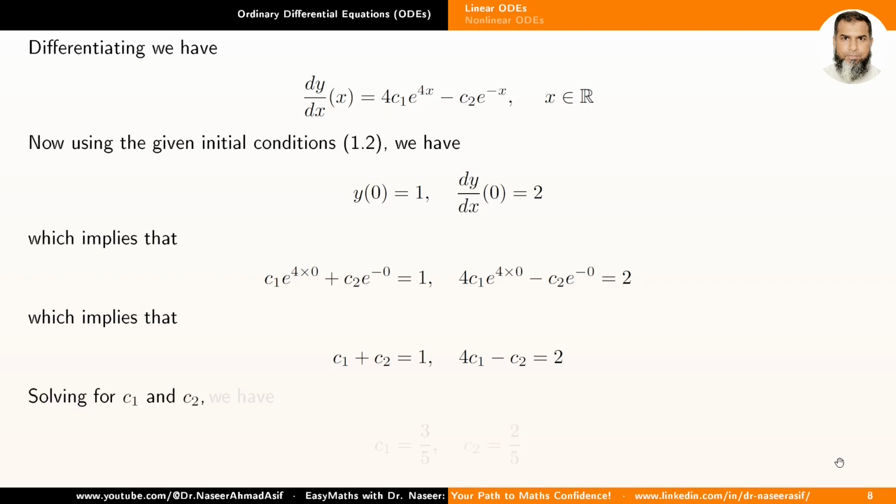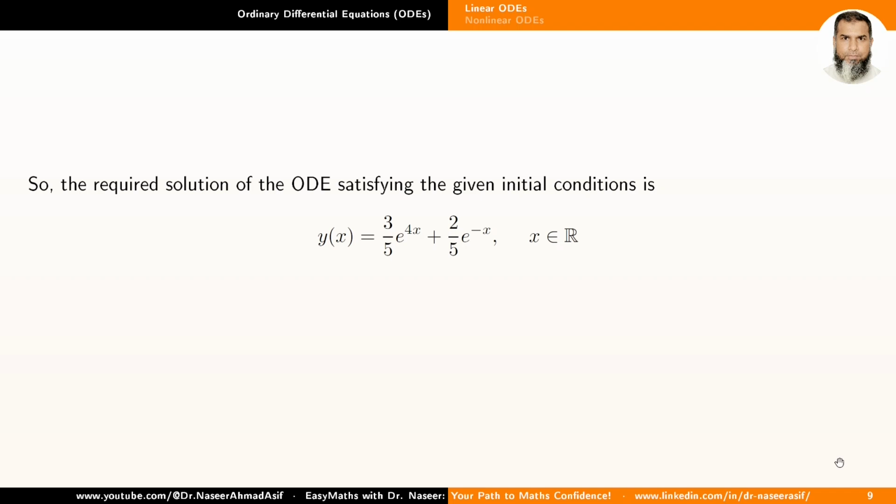Well, solving this for c1 and c2, we have c1 is equal to 3 by 5, c2 is equal to 2 by 5. So the required solution of the ODE satisfying the given initial conditions is y of x equal to 3 by 5 into exponential 4x plus 2 by 5 into exponential minus x, where x belongs to R.